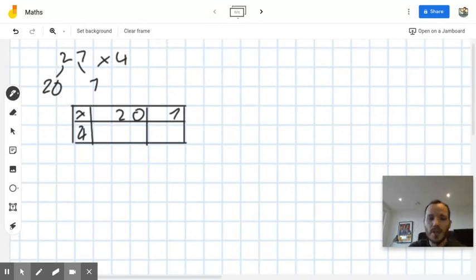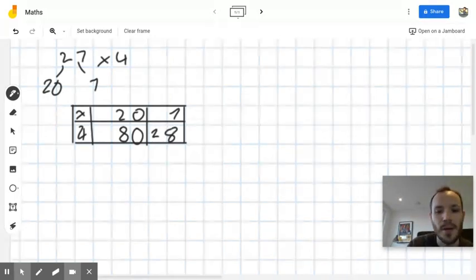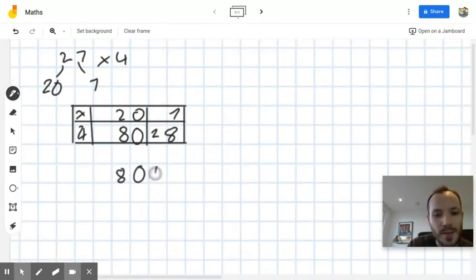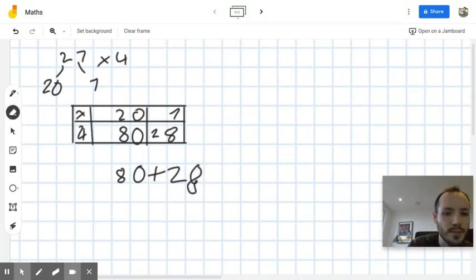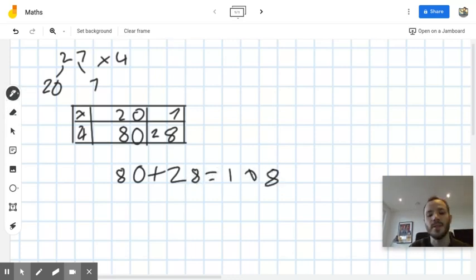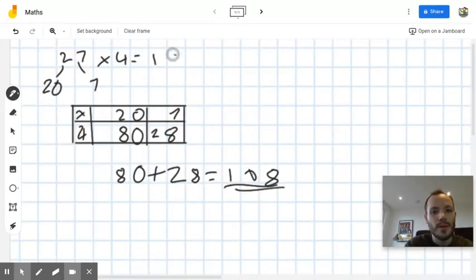20 times 4: 2 times 4 is 8, 8 times 10 is 80. Make sure you do those two steps because otherwise you will make mistakes. 7 times 4 is 28. And all I have to do is recombine them. I add them together, 80 plus 28. 20 plus 8 equals 108. There we go, and there's my answer.